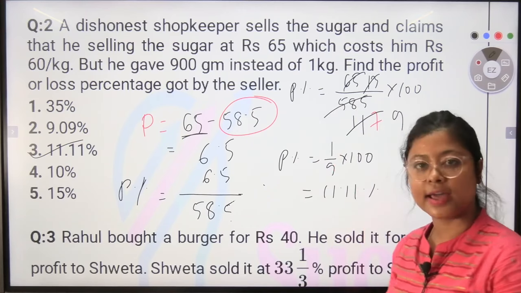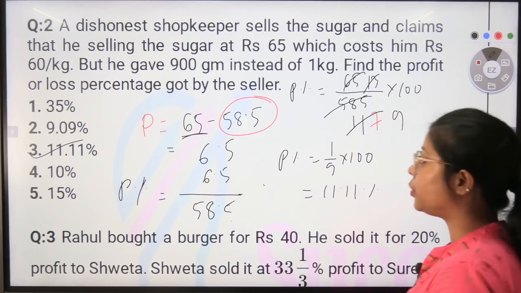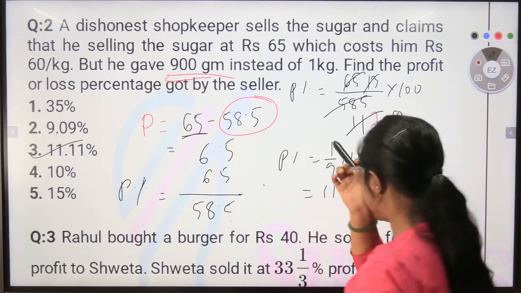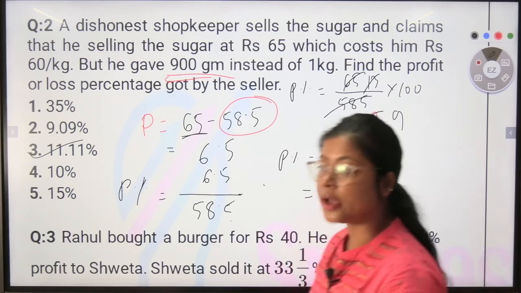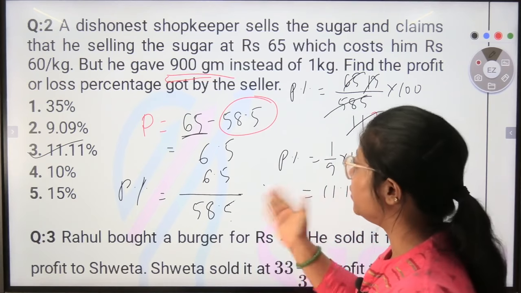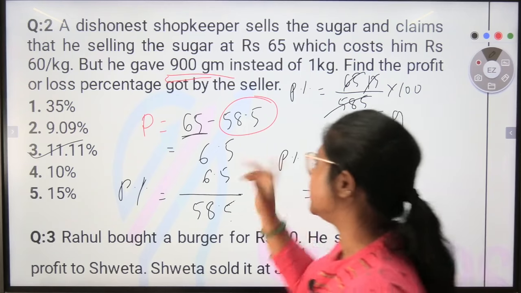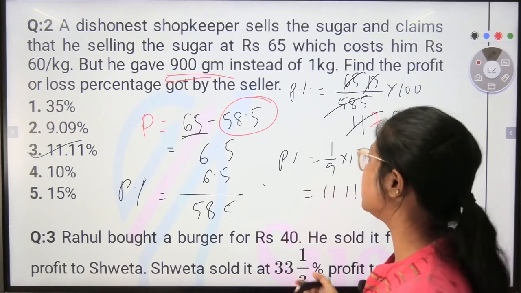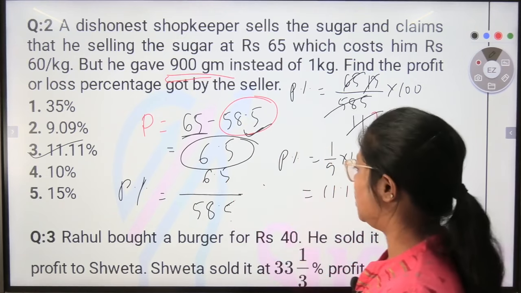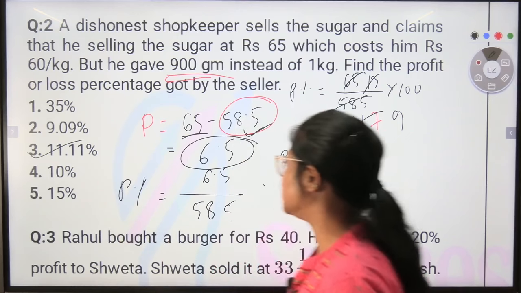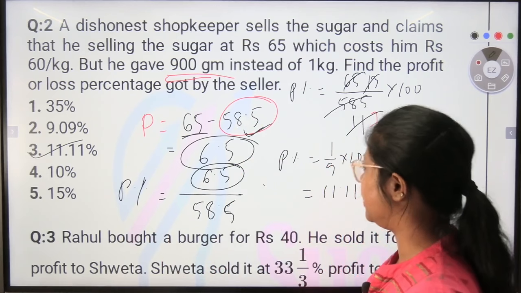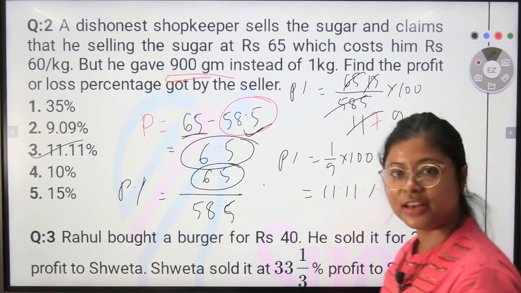So this is my actual profit. Okay, are you getting my points? Because he is selling actually 900 gram instead of 1000 grams. So 1000 gram cost him rupees 65, but this is not the actual value because he has actually sold 900 grams. So the value of 900 gram was 58.5. So this much profit he has gained. So from that, profit percentage would be the profit amount divided by what? Actual value or original value. So my profit percentage is 11.11%.